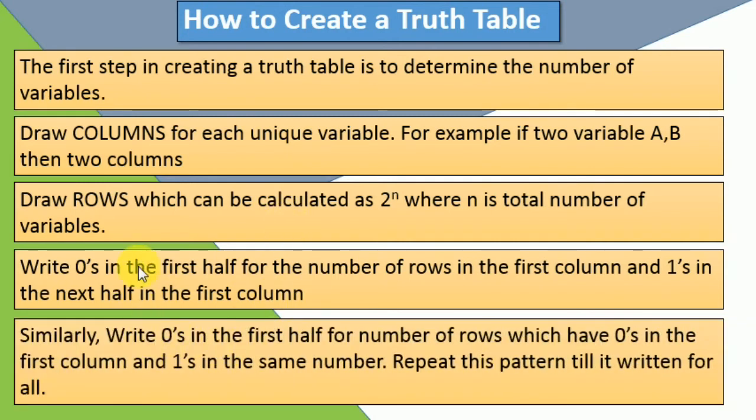Next, what happens when you move to the next column? The same concept is implemented there also. Write zeros in the first half for the number of rows which have 0 in the first column, and 1s in the same number. Repeat this pattern till it is written for all.